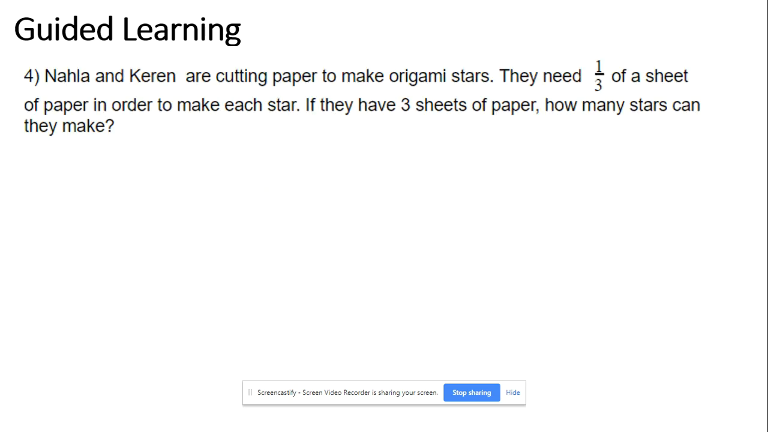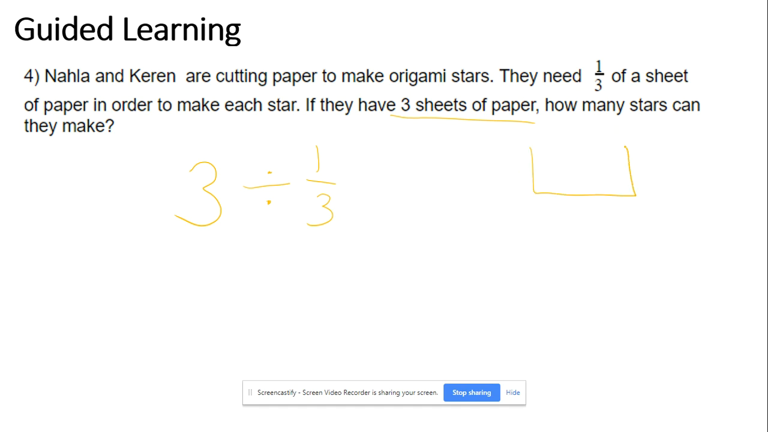Let's try 4 using that strategy. Nala and Karen are cutting paper to make origami stars. They need 1/3 of a sheet of paper in order to make each star. If they have 3 sheets of paper, how many stars can they make? So we can see that they have a total of 3 sheets of paper that they're going to be cutting up. So we're going to be starting with 3, even though 1/3 was mentioned first in the word problem. So we know each origami star needs 1/3 of a sheet. So each one means we're going to be sharing that 3 sheets of paper evenly. So we're going to divide by 1/3.